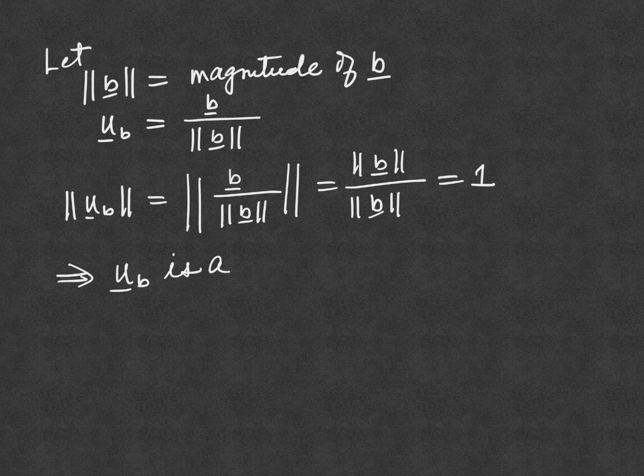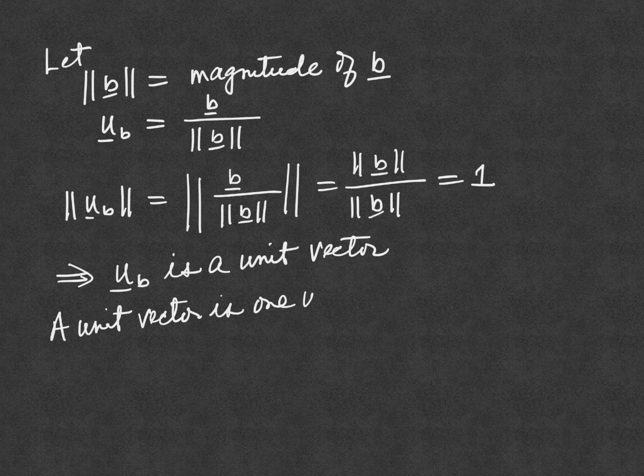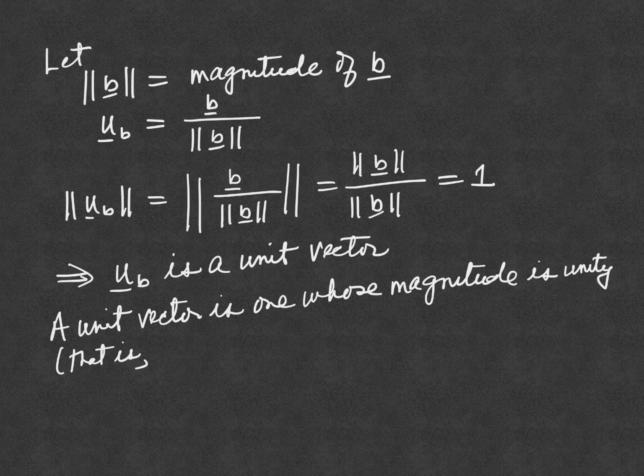Now we need this construct of a unit vector because without it we can't do other algebra that we're going to need to do later on. So a unit vector is one whose magnitude is unity. And I can say that is 1, meaning the magnitude is 1.